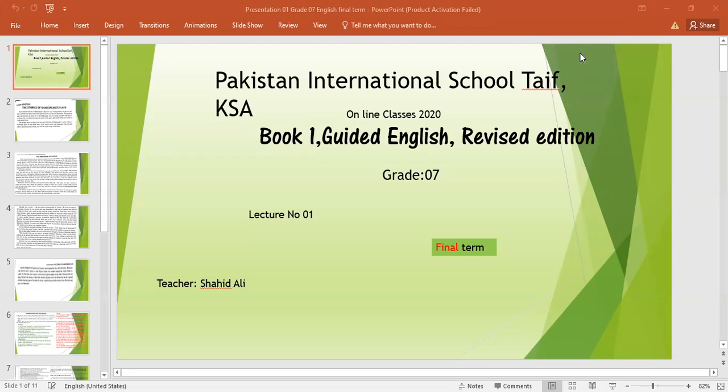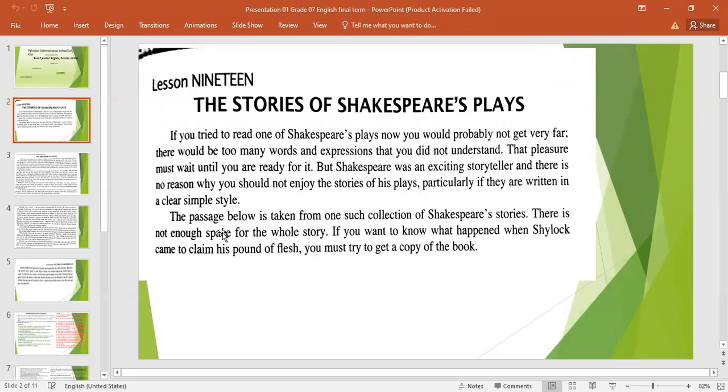Today's lesson. This is the first lesson of final term English grade 7. Dear students, this is lesson number 19, the stories of Shakespeare's plays. Shakespeare was a great playwright. He wrote many famous plays in English literature. Here, in lesson number 19, is a passage taken from his famous play. So let's start to read this lesson and then explain it.